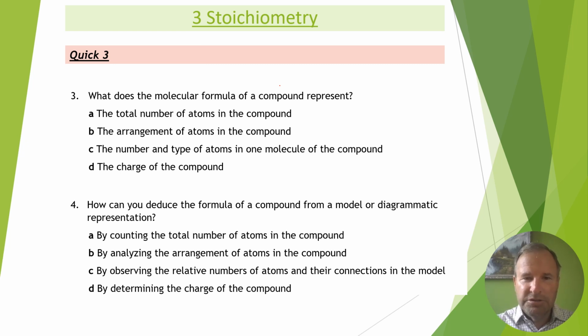How can you deduce the formula of a compound from a model or diagrammatic representation? What do you actually have to do? Is it A, counting the total number of atoms in a compound, B, analysing the arrangement of atoms in a compound, C, observing the relative numbers of atoms and their connections in the model, or D, determining the charge of the compound? What do you think? Choose your answer to number 4. Here come the answers. Please have a go at writing them down, part of your learning process.